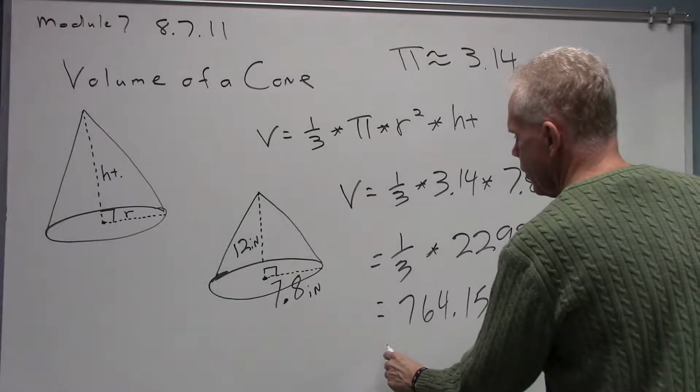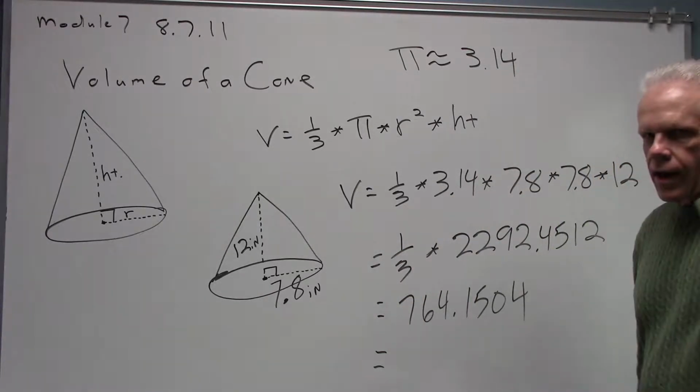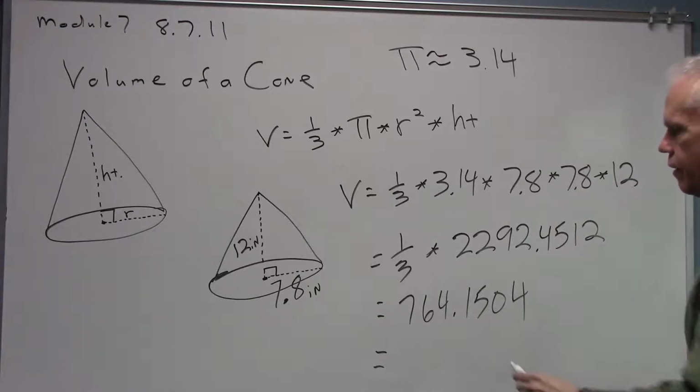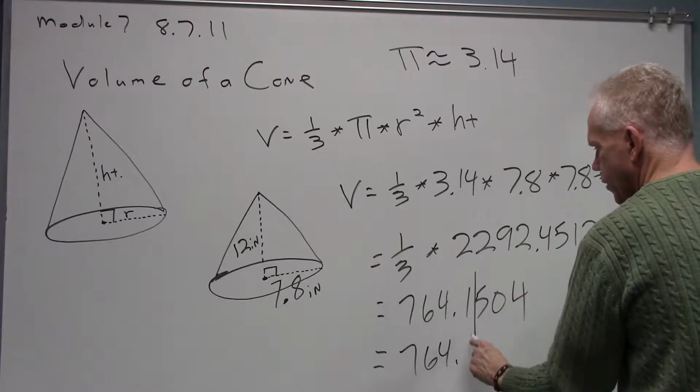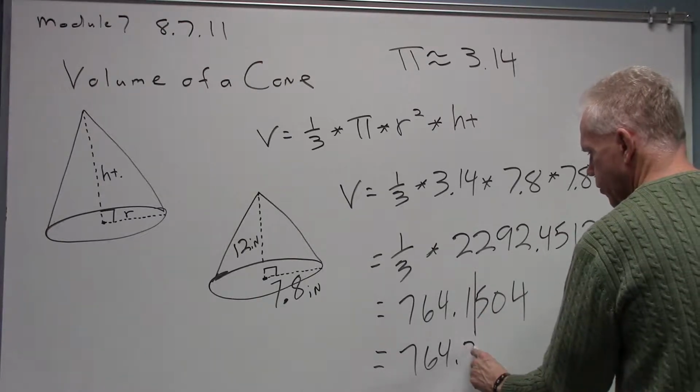All right, now let's say I want to round that off. Let's round it to the nearest tenth. 764.1, and when I round to the tenth, the 5 is going to bump the 1 up to a 2.